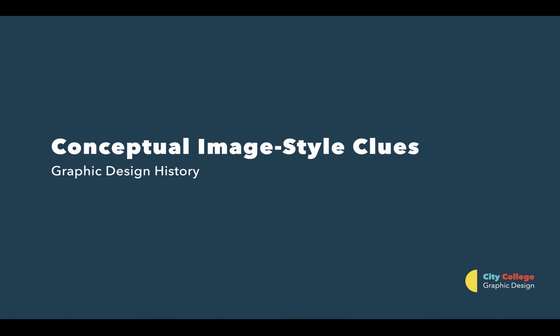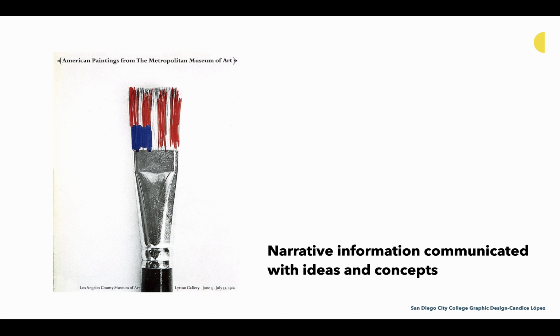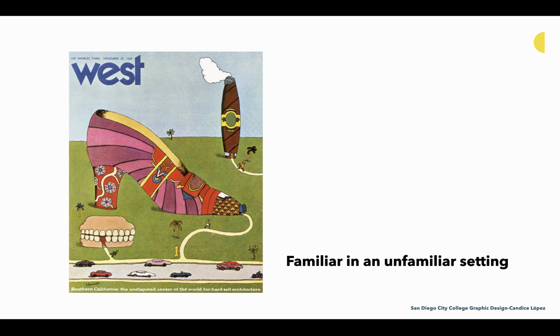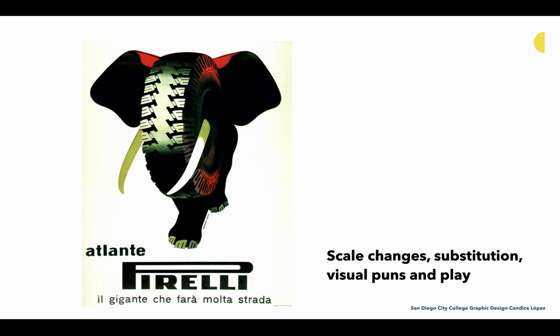Now we're going to look at the conceptual image. And we've got narrative information communicated with ideas and concepts. Concepts and ideas are what this style is all about. We often see the familiar in an unfamiliar setting, such as this Seymour Chwast piece. And one way to do that is with scale changes, substitution, like putting this tire instead of the face of the elephant, visual puns, and play.